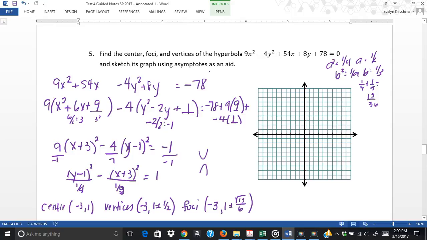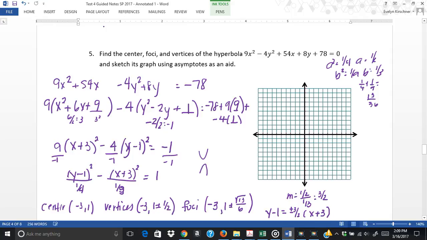Now I have to write my asymptotes. So the way I always think about it is always the y over the x. So my m is going to be 1/2 divided by 1/3, which is 3/2. So my asymptotes are y minus 1 equals plus or minus 3/2 times (x plus 3).